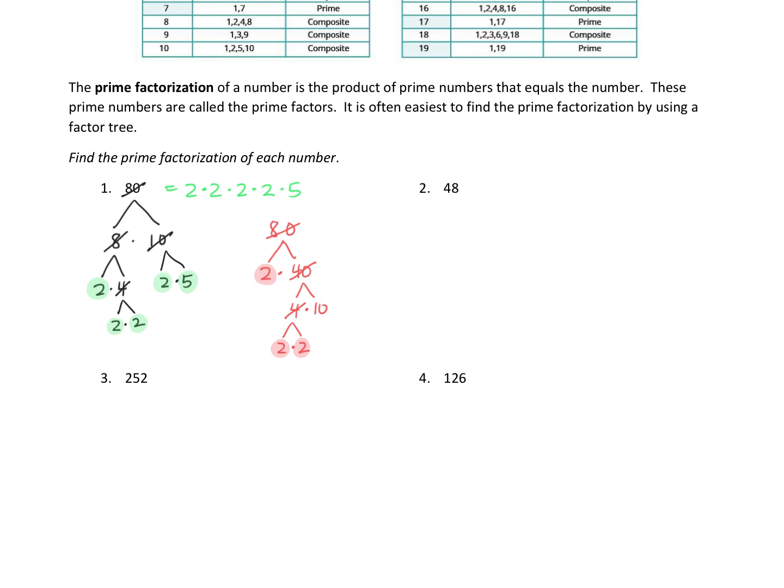2 and 2 are prime. So those branches are done. And then 10 can be broken down into 2 and 5. So 10 is used. 2 and 5 are prime. Notice that I got the same result.